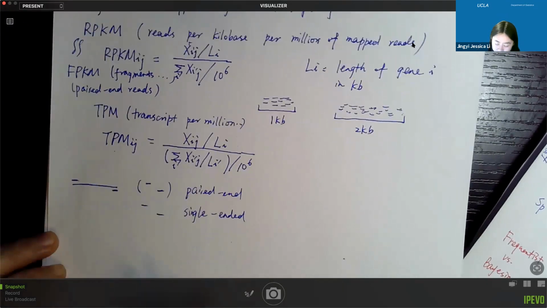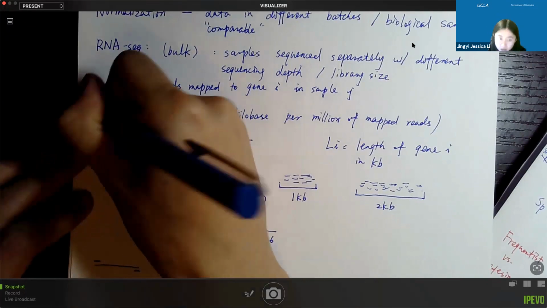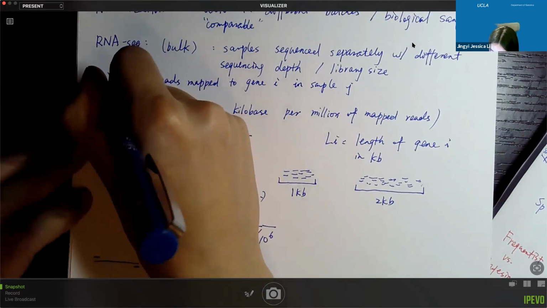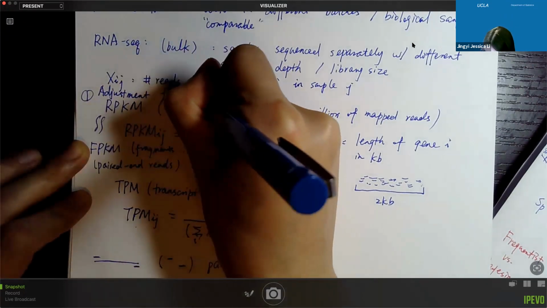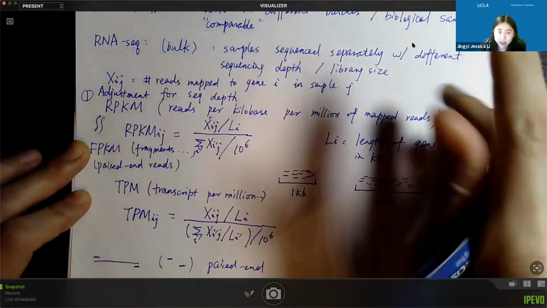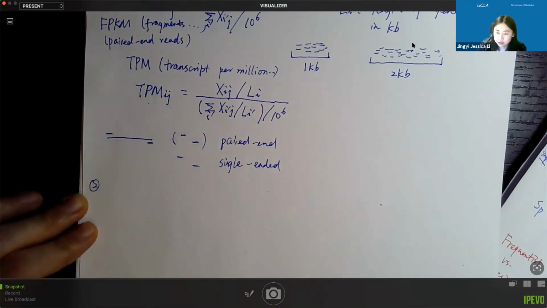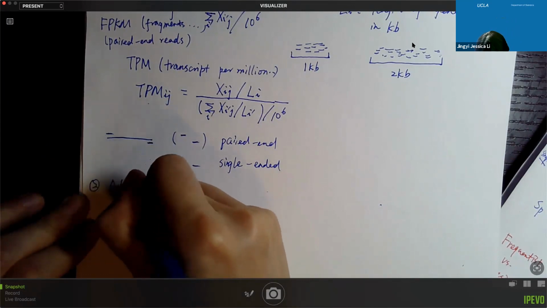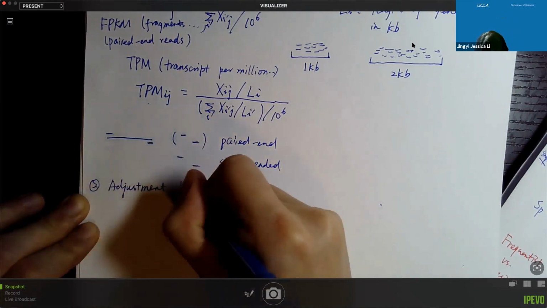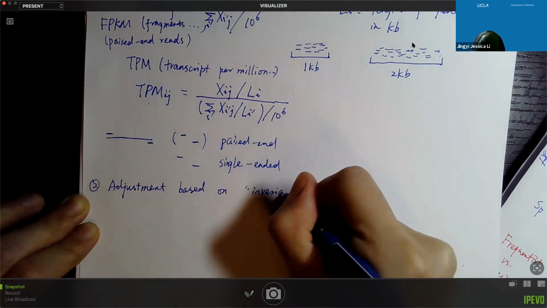The first type is adjusting for sequencing depth. And the second type is to adjust for other unknown batch effects based on some genes which you know should not vary across samples. So this is adjustment based on so-called invariant genes.